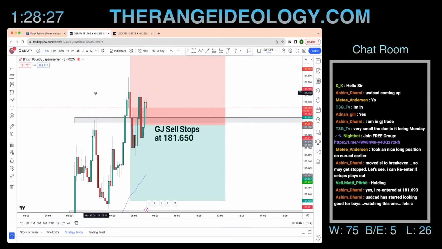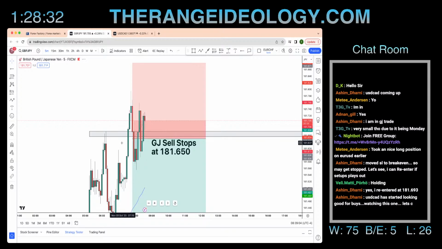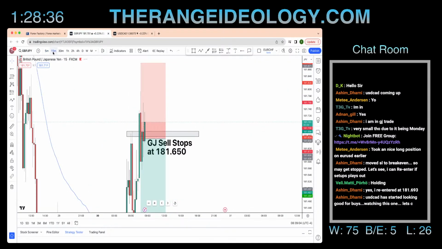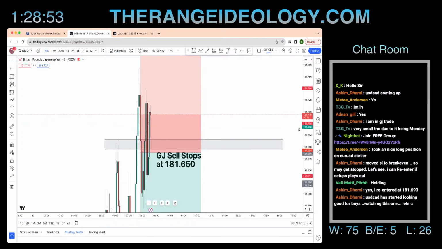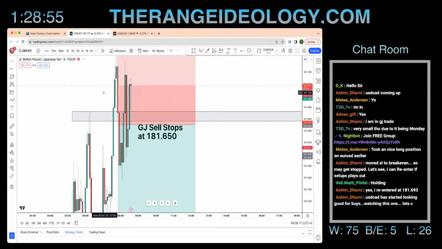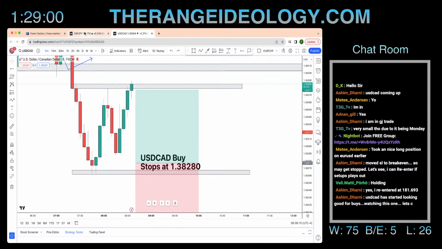All right, another 5-minute close coming up, guys. It's very critical here. Need to push down. Need to push down from GJ. All right, any second now. New 5-minute candle. Oh, USD CAD is pushing strong here.